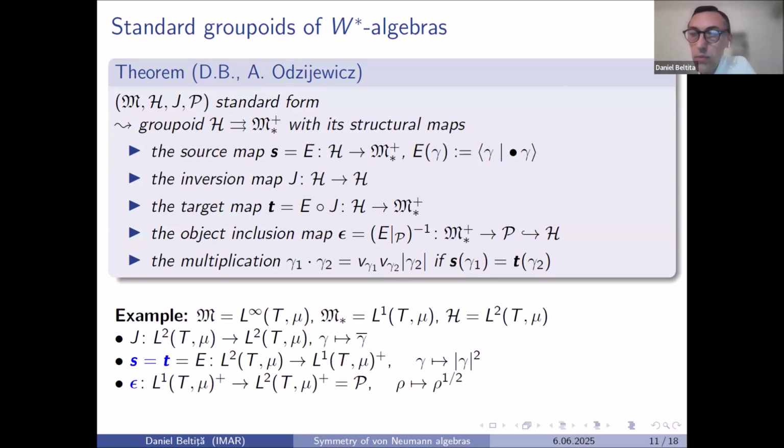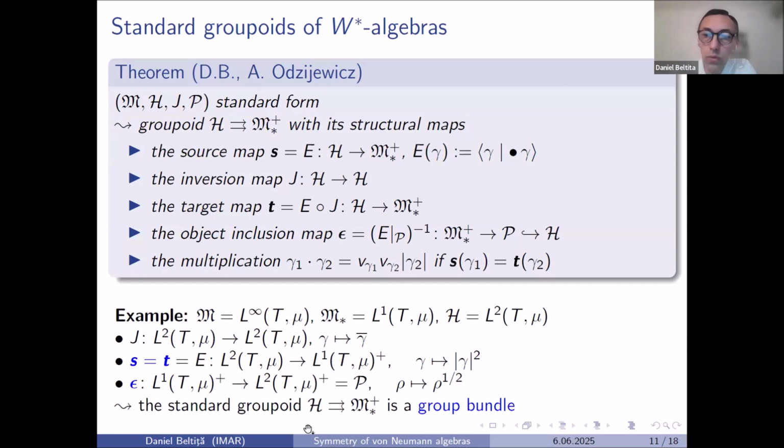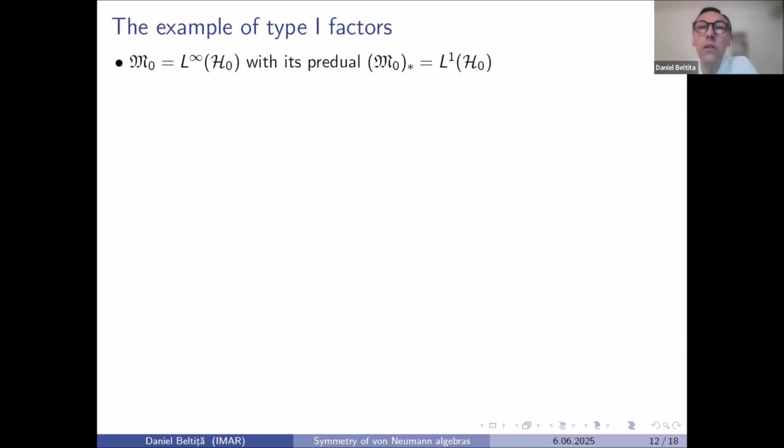It is similar, but maybe more interesting, in the case of factors. We think of this as a group bundle because the source and target are identical. This reflects the commutativity. In the case of type I factors, we have the following picture.